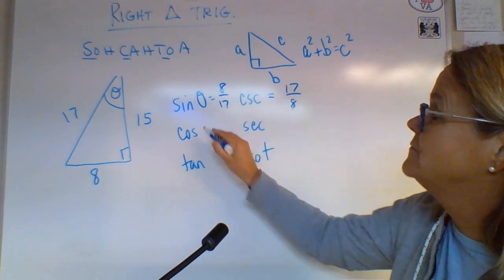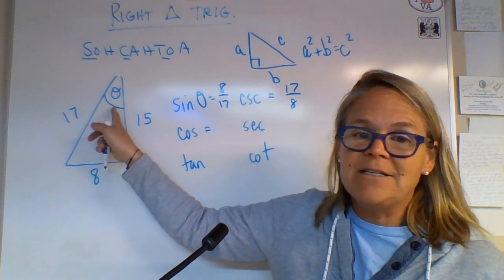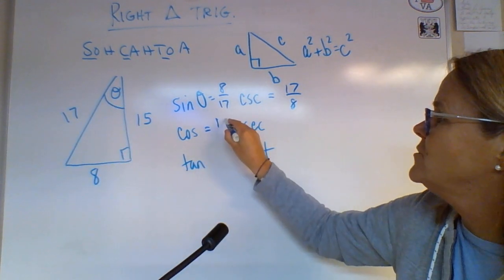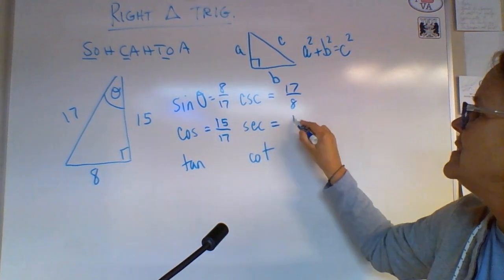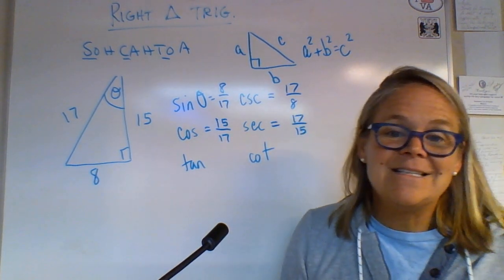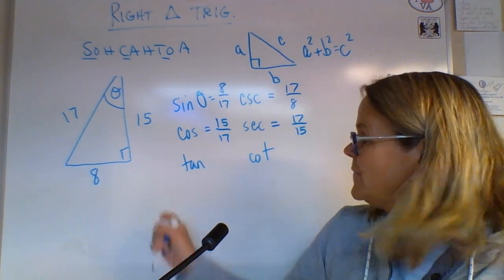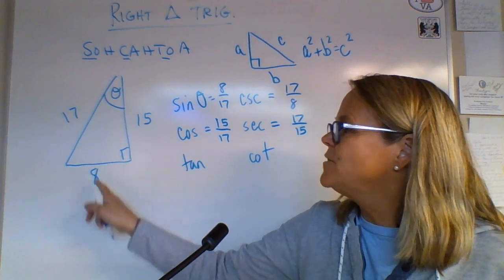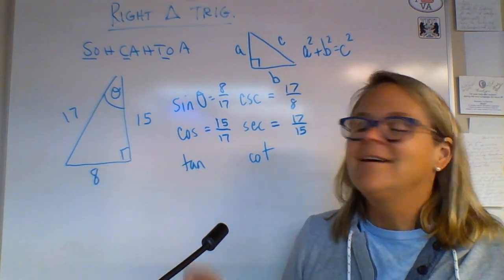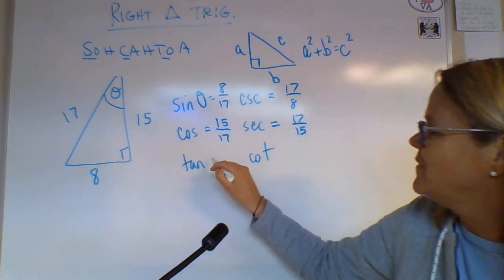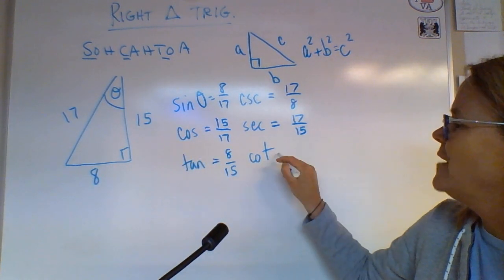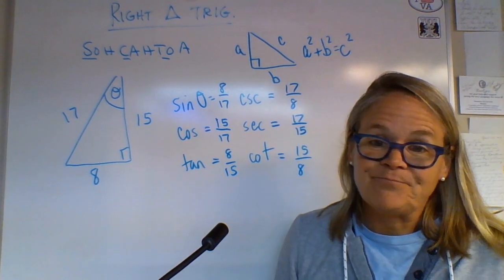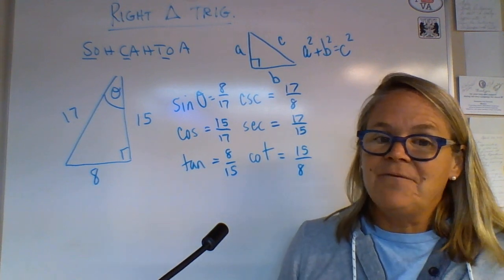17 over 8. Cosine, adjacent over hypotenuse. Next to over hypotenuse, 15 over 17. So that means the secant is 17 over 15. Tangent, opposite over adjacent. Opposite over adjacent. So 8 over 15, which then means the cotangent is 15 over 8. So pretty basic if the numbers are filled in.